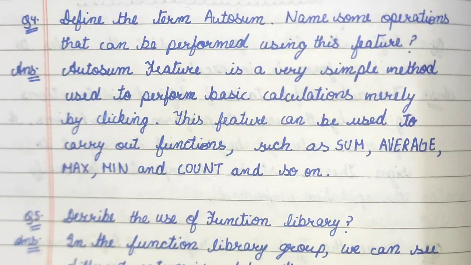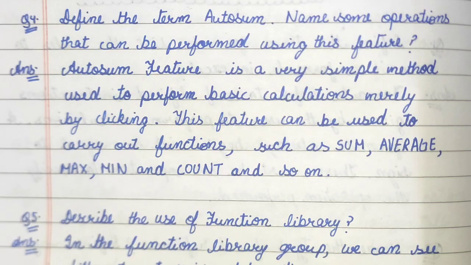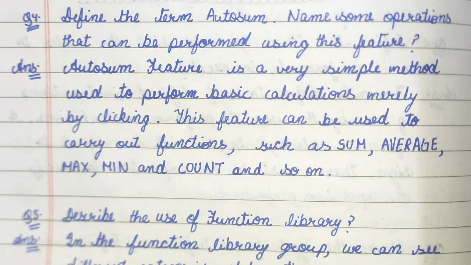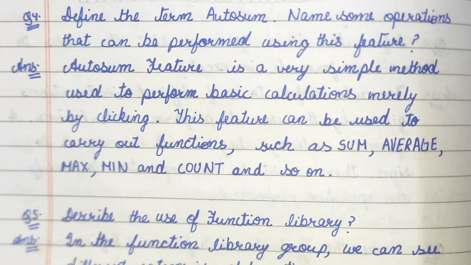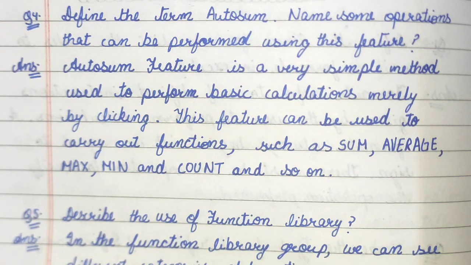Question number 4. Define the term AutoSum. Name some operations that can be performed using this feature. Answer. AutoSum feature is a very simple method used to perform basic calculations merely by clicking. This feature can be used to carry out functions such as sum, average, max, min, count and so on.